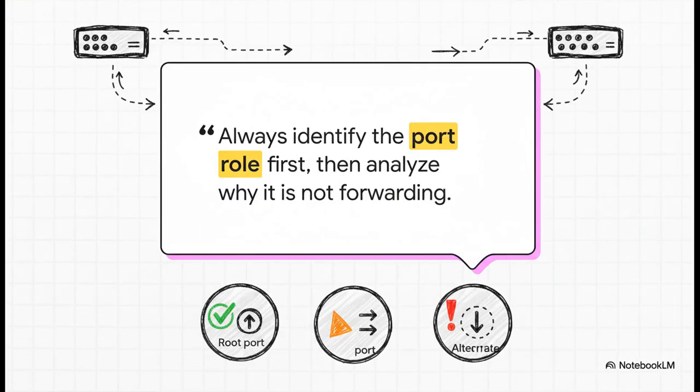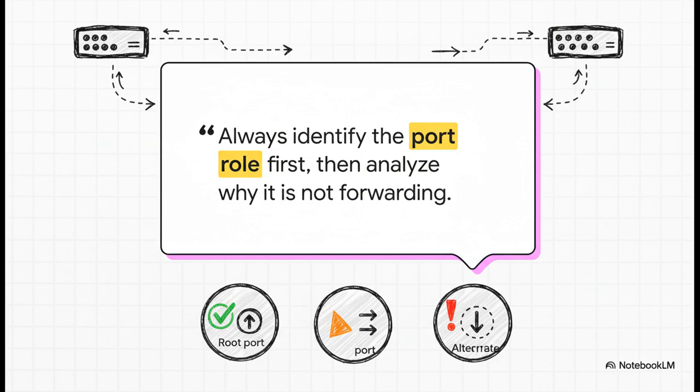This brings us to a really crucial piece of expert advice. When you see a port is blocking, don't just immediately assume something's wrong. The first step is to figure out its role. Is it a root port, a designated port, an alternate port? Once you know its role, then you can start asking why Spanning Tree gave it that role.